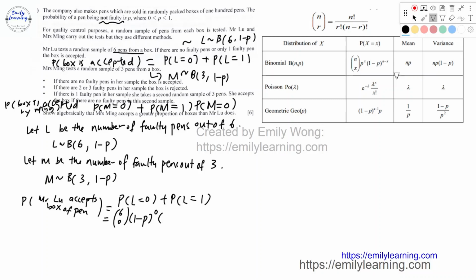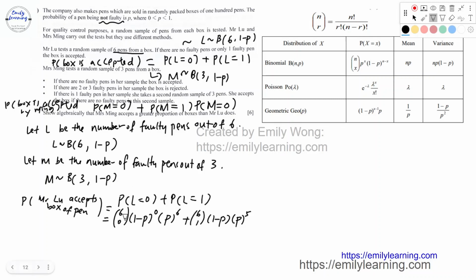1, then here is 1 minus P, right? So, or P to the power of 6. So it's basically 6 choose 0, times P to the power of 6, then plus this one here, 6 choose 1. Then I have 1 minus P to the power of 1 and P to the power of 5.